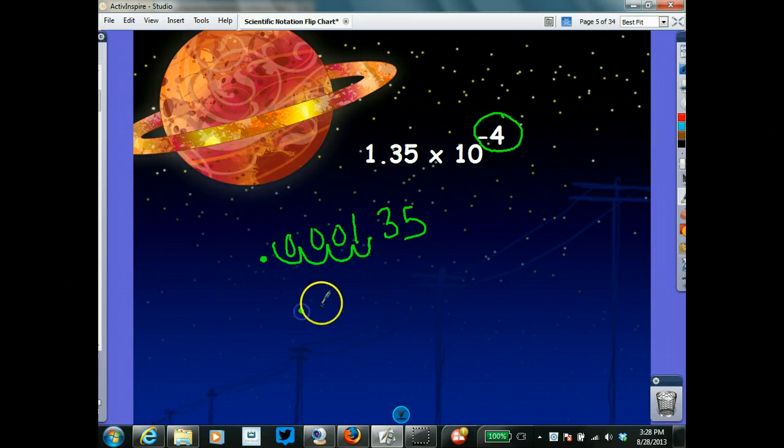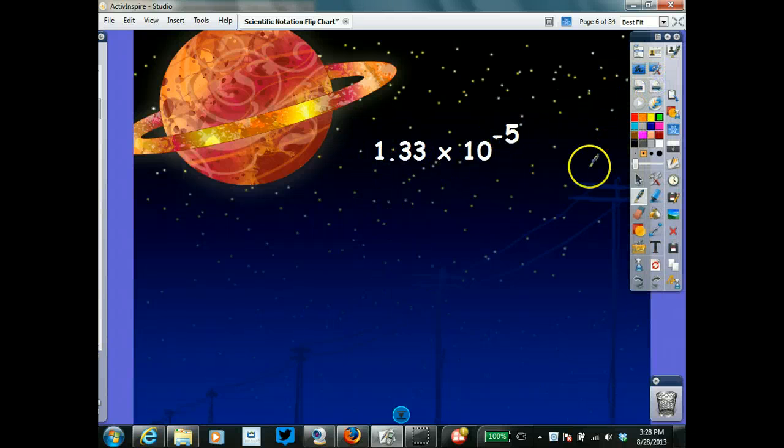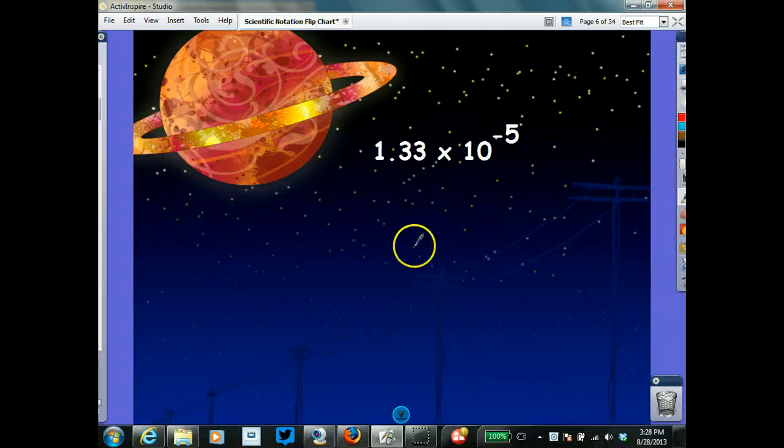So then I come up with 0.000135. Again, I'm moving the decimal with negative exponent. I'm moving it to the front. Alright, let's look at this one. I want you to try this one. This is a practice.